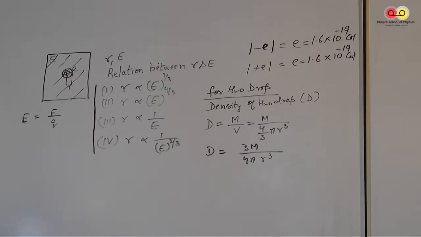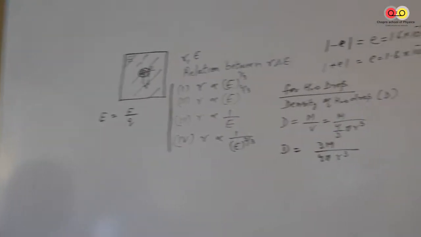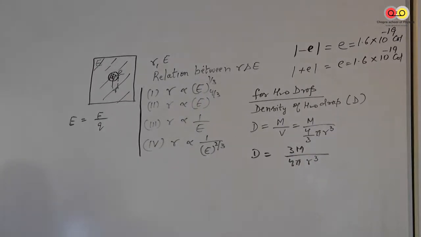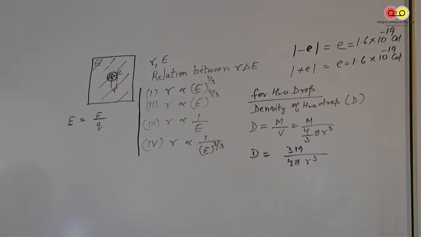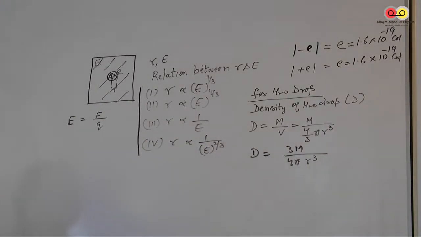Now how will you find it? You can try yourself. I'll give you just 1 minute to think, and then you will solve. Electric field is force by charge, and density is this one. So these are the formulas to be correlated.